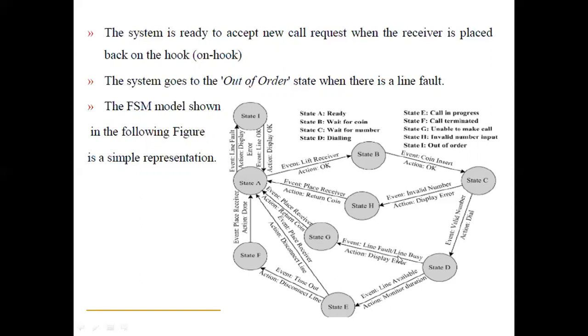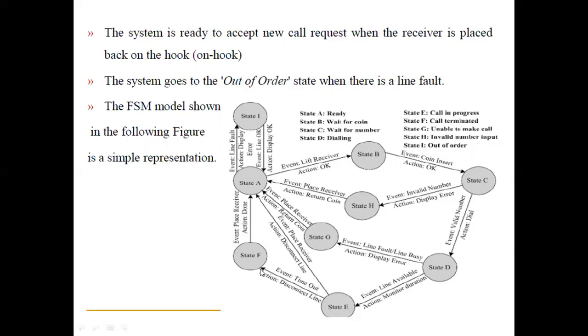So again we have two cases: the line is busy or the line is available. If the line is busy, it will display an error message and go to state G, where you place the receiver back and the coin is returned. If the line has been connected, it will monitor the duration and go to state E. After completion of 60 seconds, you need to place your receiver back and it will disconnect the line. That is what the timeout is.